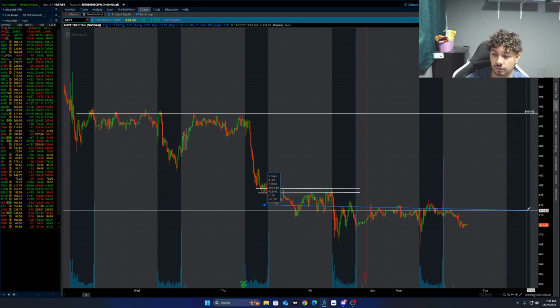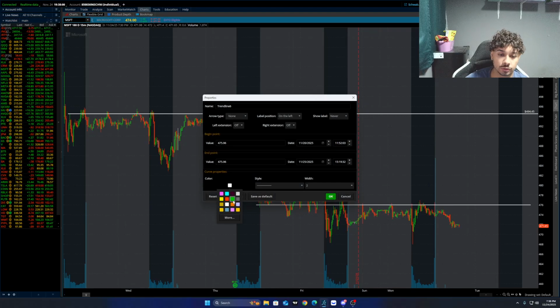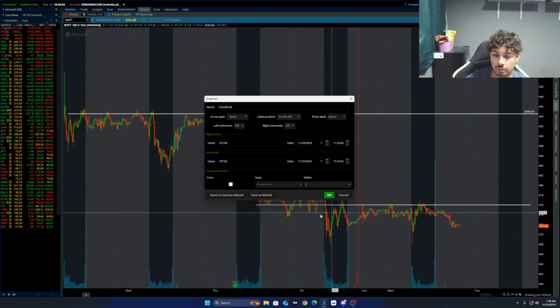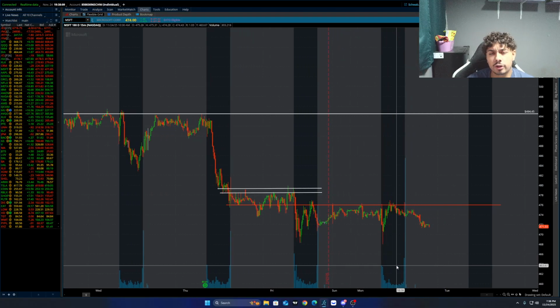So right here, this is a point of interest of selling. A lot of selling pressure here, lots of rejection. If you just follow that line right there, there's multiple rejections. So I'm looking for shorts. And it also depends on how the market goes tomorrow as well.